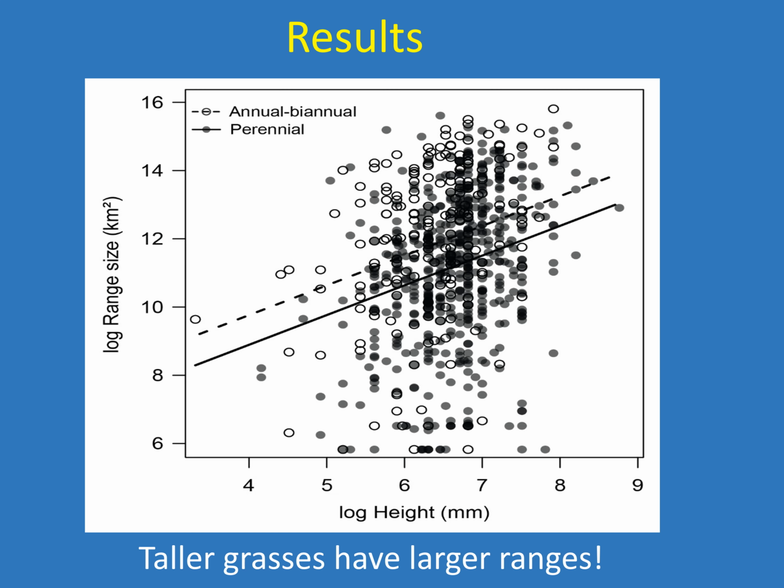Results. Taller grasses have larger range size. It was our hypothesis. In these results, we found that perennial grasses have significantly smaller range size than annual grasses. You can see here in this plot, the dotted line represents annual-biannual grasses and the solid line represents perennial grasses.